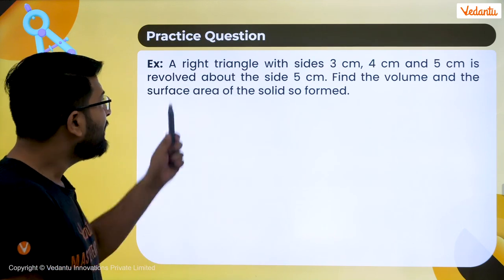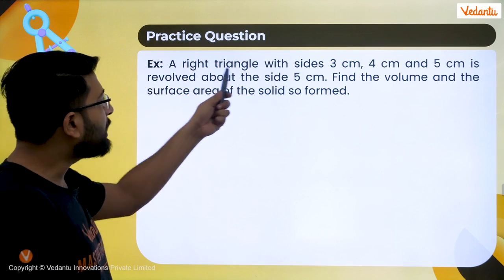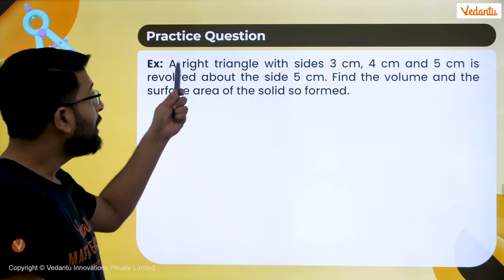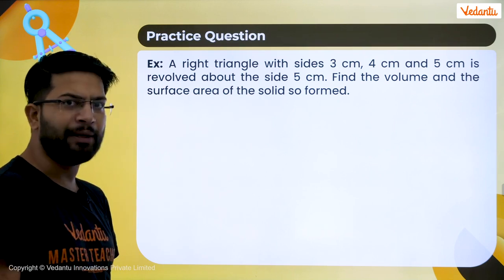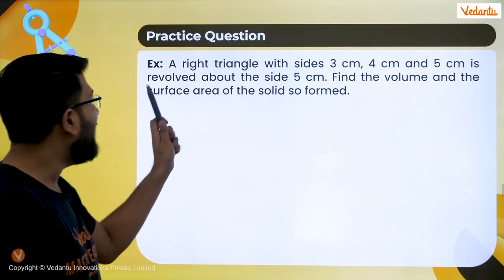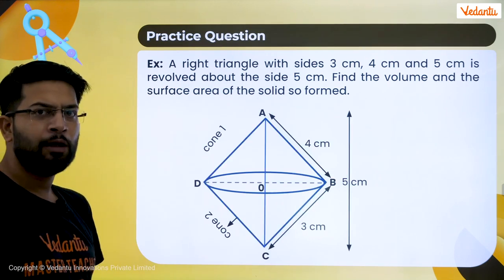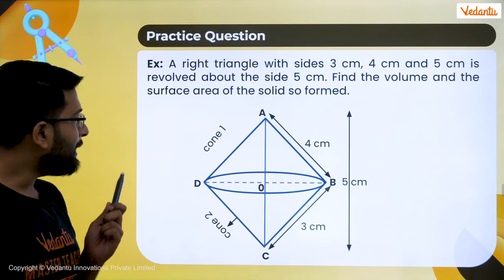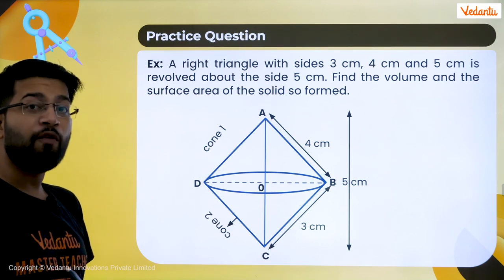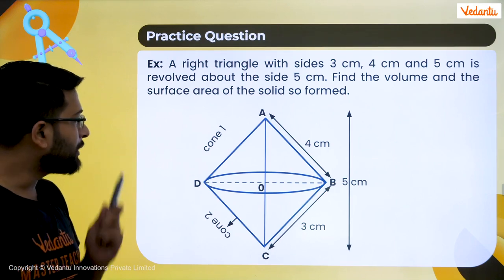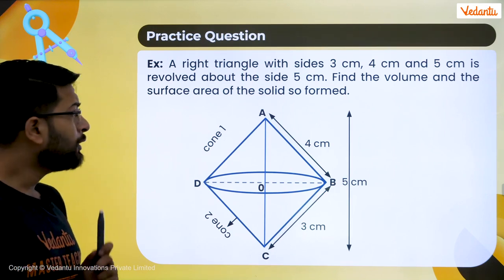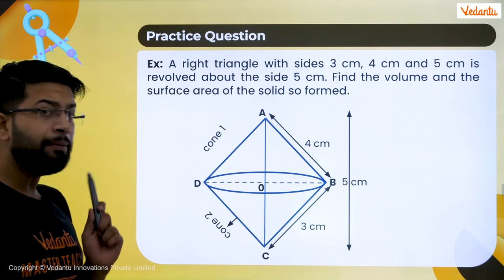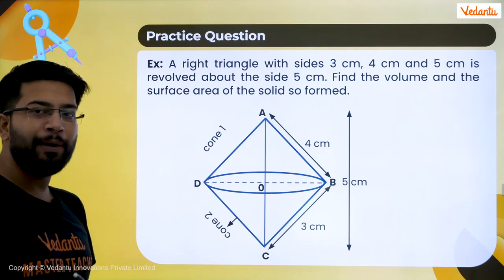Excellent. Very good. Let's see one more. A right angle triangle with sides 3, 4, 5 is revolved about the side 5 centimeter. We have to find the volume and surface area of the solid. So champ, look at the figure. We have a right angle triangle, right? A, B, C. Now we have revolved the right angle triangle about the side AC, right? So we got two cones, one with the diameter BD. The diameter of both the cones will be BD.